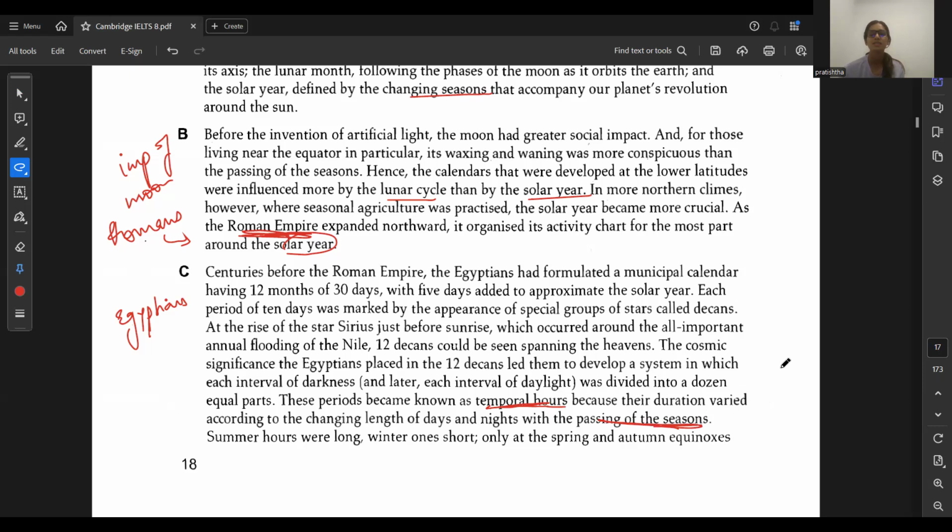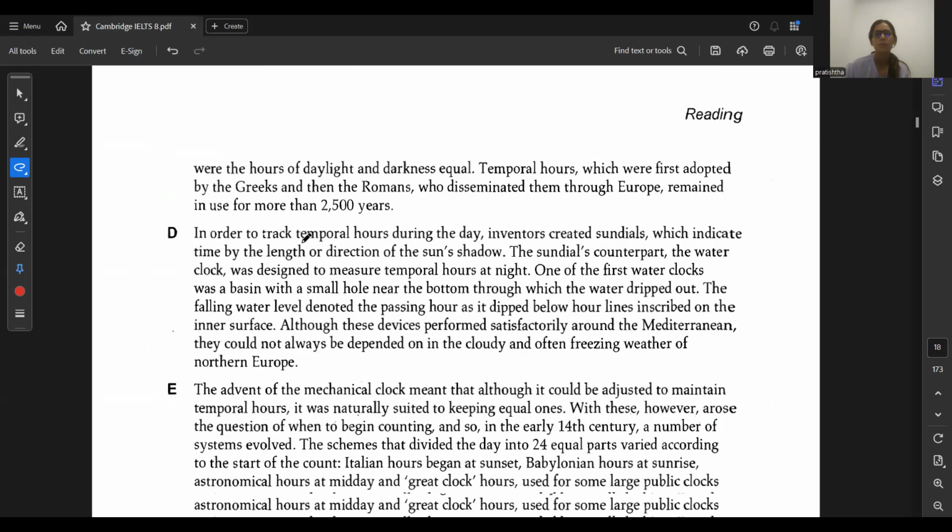So with seasons, the time in the day changed, which in the modern day is called, basically, I would guess, daylight savings. Summer hours were long, winter ones short, only at the spring and the autumn equinox, equinoxes were the hours of the day and daylight and darkness equal. Temporal hours, which were first adopted by the Greeks and then Romans, who disseminated them through Europe, remained in use for more than 2,500 years. So we are talking about temporal hours here.